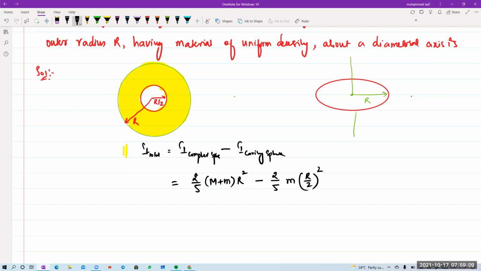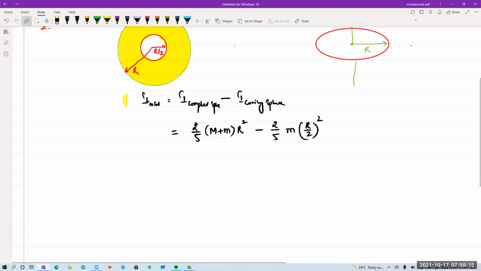See, when you remove it, it is becoming hollow. But for the removed part, the moment of inertia of the cavity of the sphere will be equal to 2 by 5 m into R by 2 whole square. Where m is nothing but what, beta? Small m is nothing but the mass of your cavity. I'll write here.